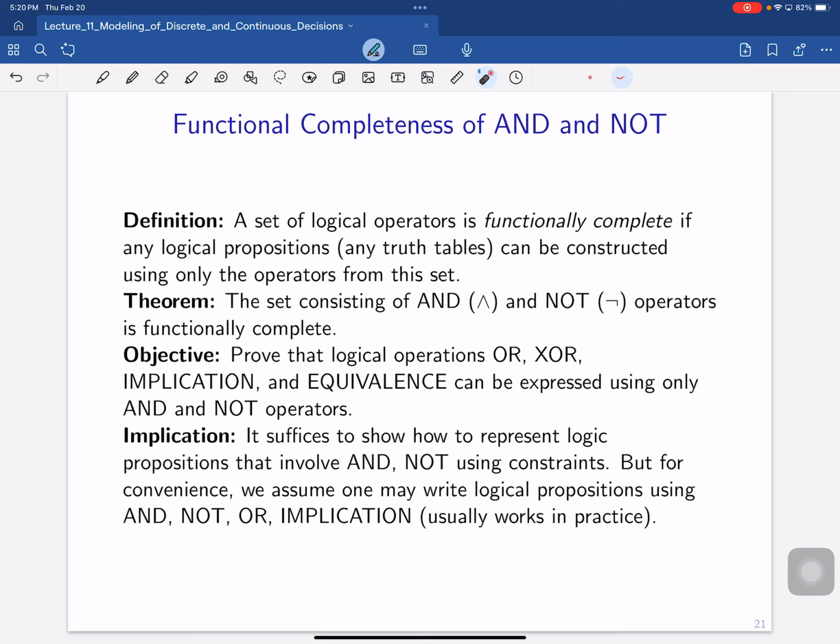That might be a little bit counterintuitive. You may think the AND and NOT operators are not so complicated. To show a rigorous proof will take a lot of time, so we will just show you some intuition why this is true. We will show you why the logic operators OR, exclusive or, implication, and equivalence can all be expressed using only AND and NOT operators. But a rigorous proof of functional completeness is not as trivial as this. We just give you some intuition.